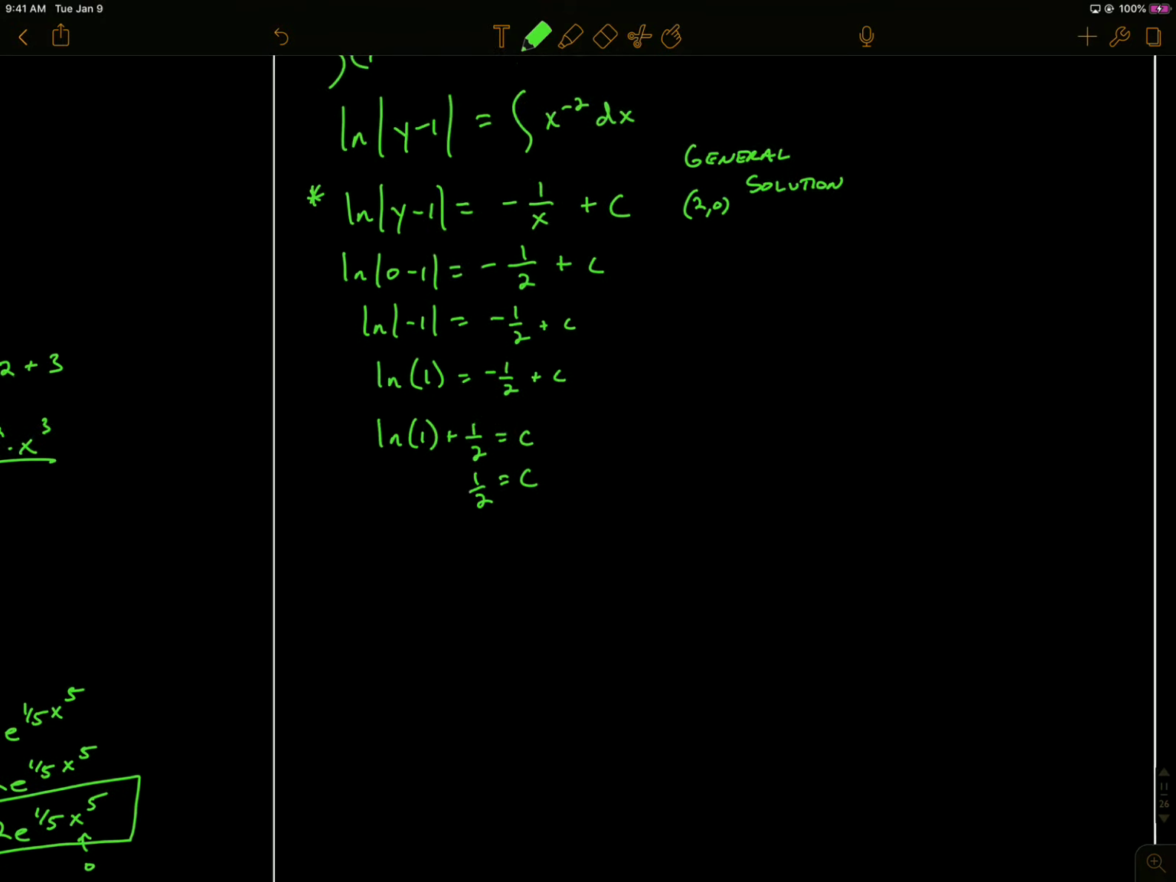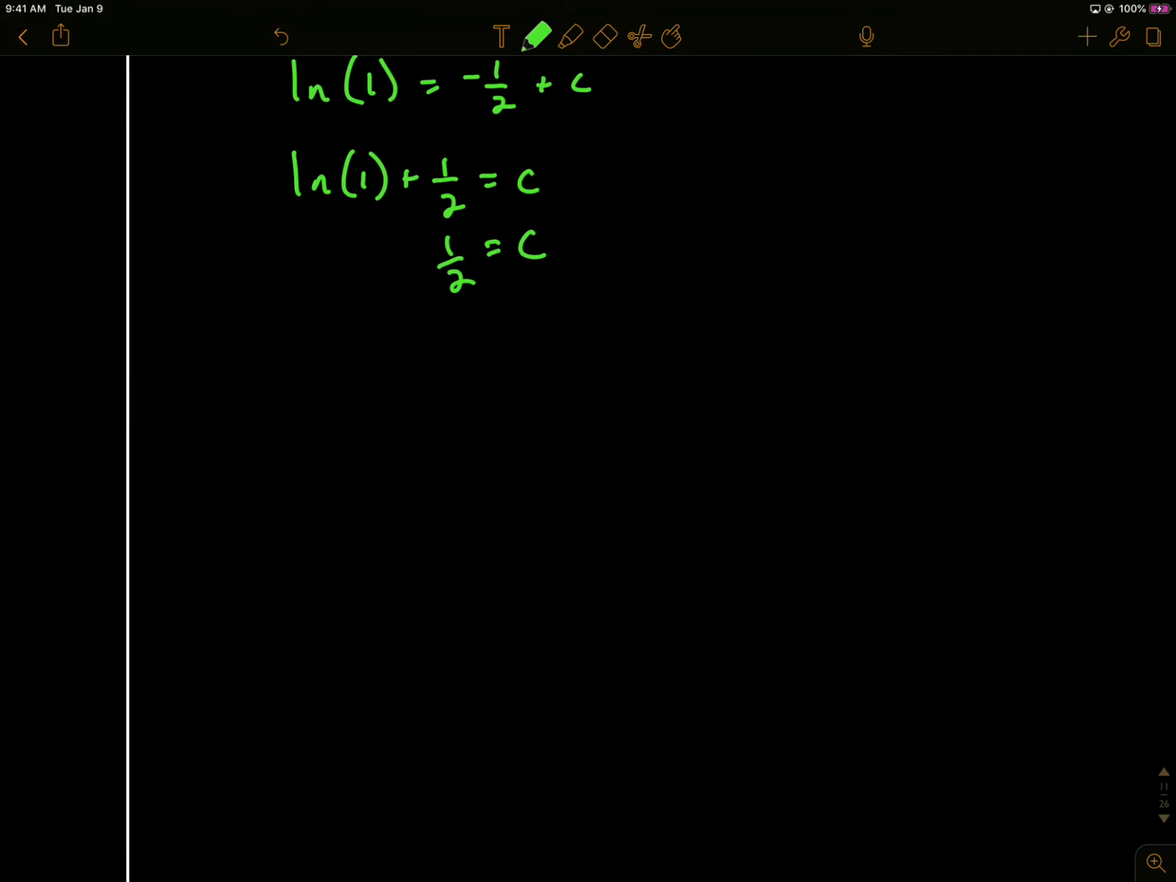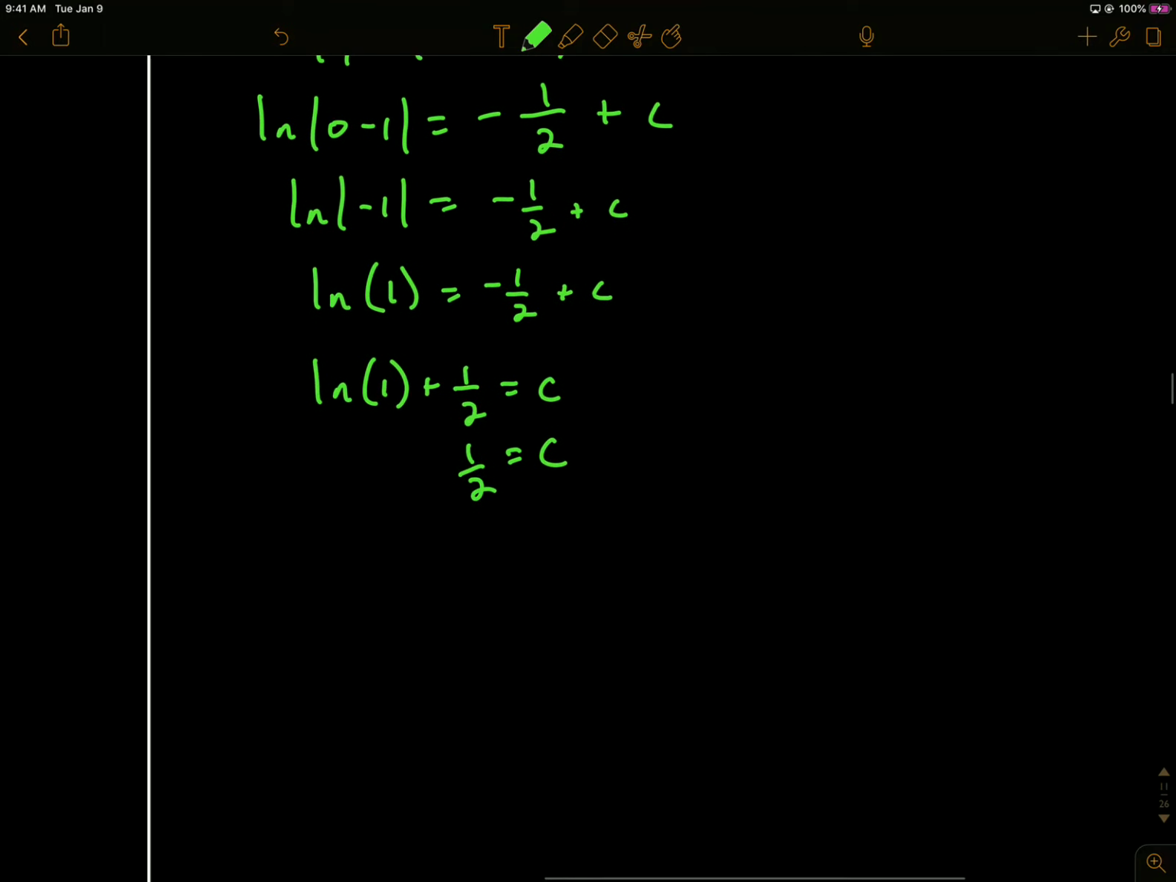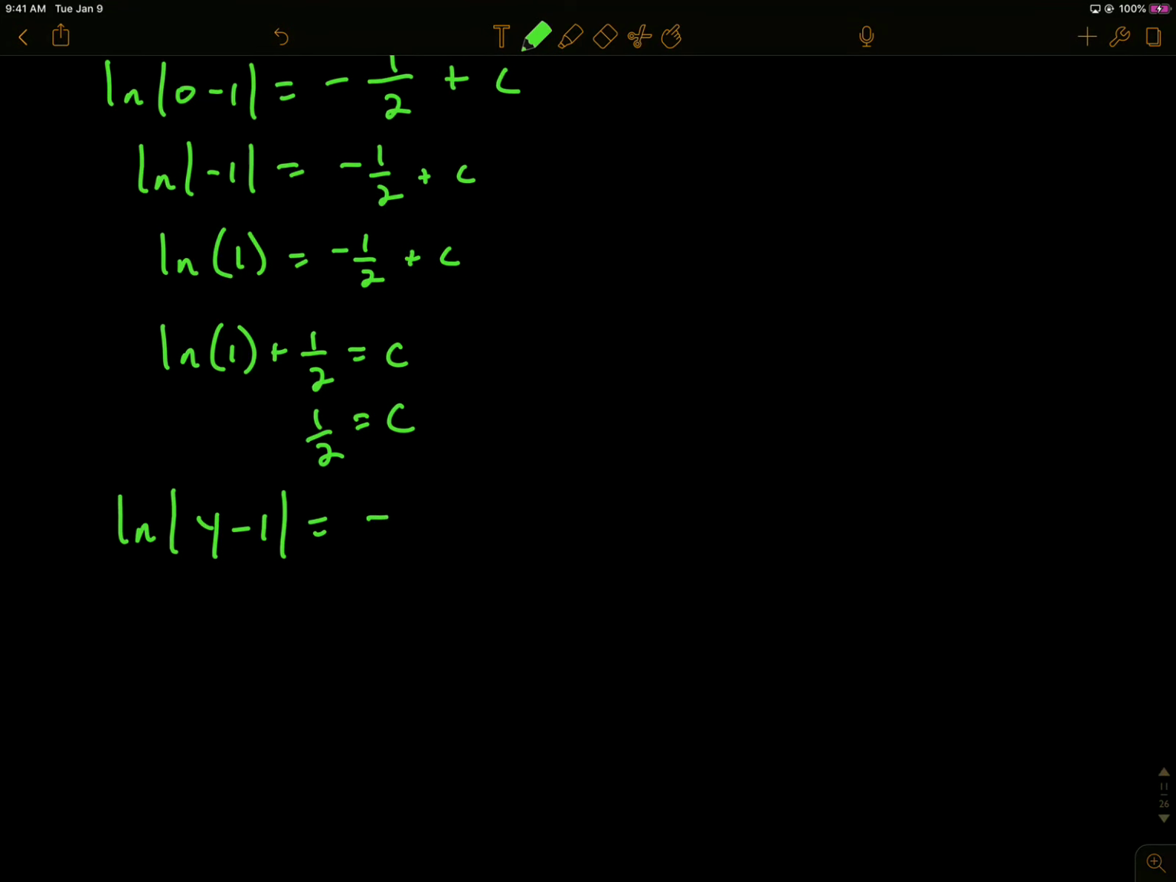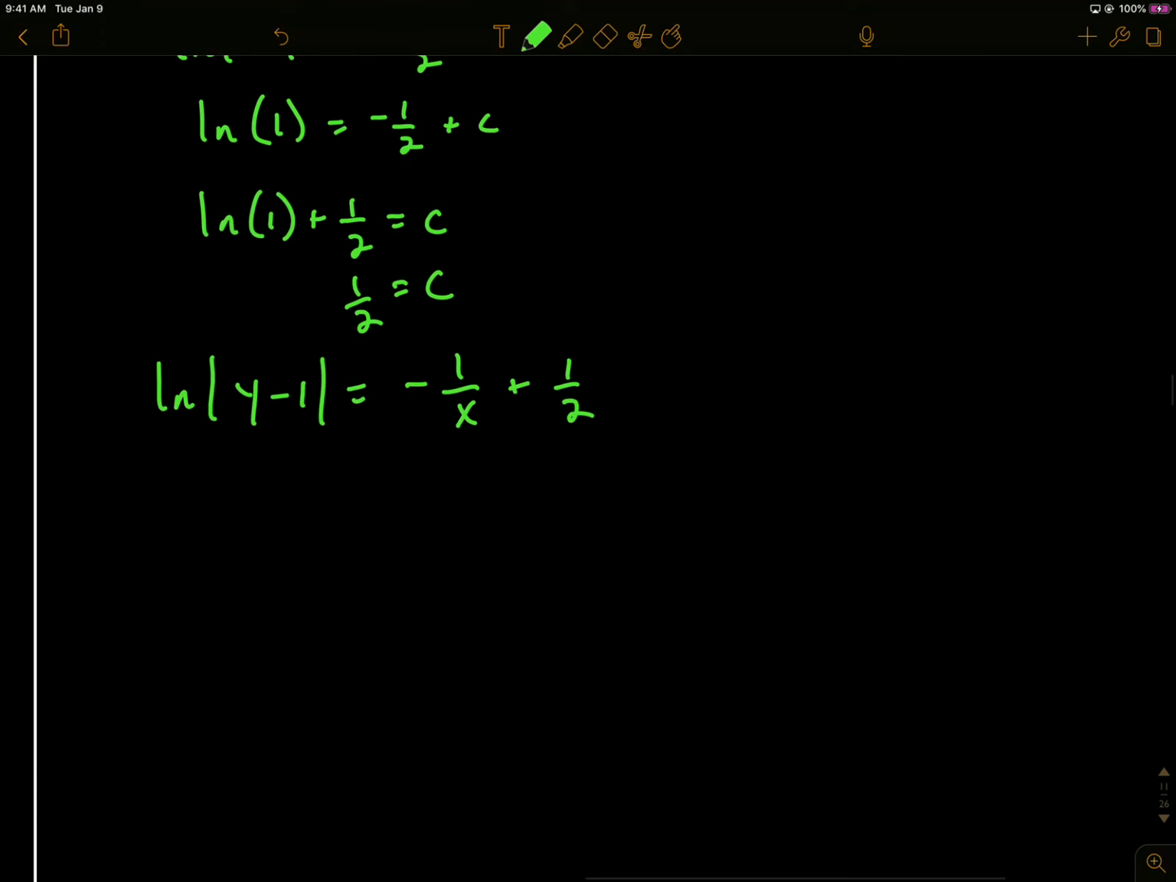So now I can write my particular solution. I go back to my general solution and rewrite it out. The natural log of the absolute value of y minus 1 equals negative 1 over x plus 1/2. That is our particular solution. So then from here, they want us to write it as a function, so we've got to solve for y. It's going to be kind of more of the same of what we just did.